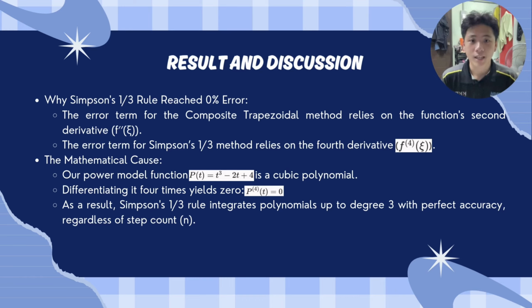For our discussion on error convergence, why did Simpson's one-third rule reach 0% error? The error term for the composite trapezoidal method relies on the function's second derivative. The error term for Simpson's one-third method relies on the fourth derivative. The mathematical cause: our power model function P(t) equals t cubed minus 2t plus 4 is a cubic polynomial. Differentiating it 4 times yields 0, P'''' (t) equals 0. As a result, Simpson's one-third rule integrates polynomials up to degree 3 with perfect accuracy, regardless of step count n.